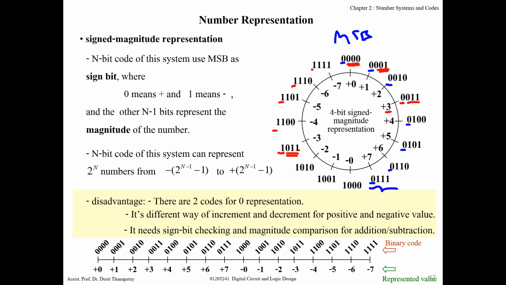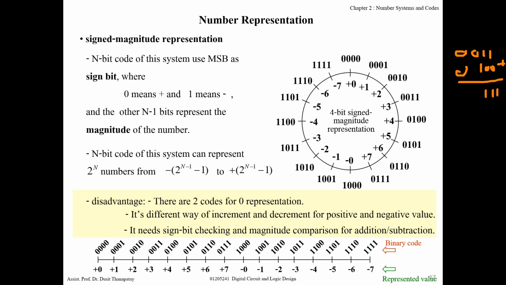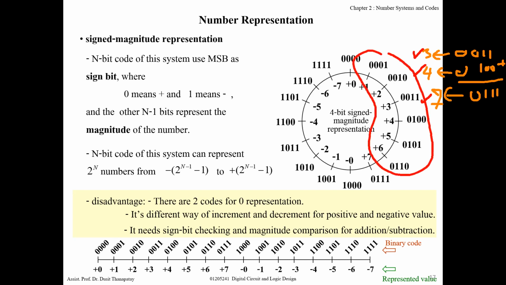Anyway, when you use this number, for example, to do addition, for example, 0 0 1 1 add 0 1 0 0. The result is 0 1 1 1. This one represents 3, this binary code represents 4, and this represents 7. 3 plus 4 is 7, okay, no problem when you do addition between positive numbers.